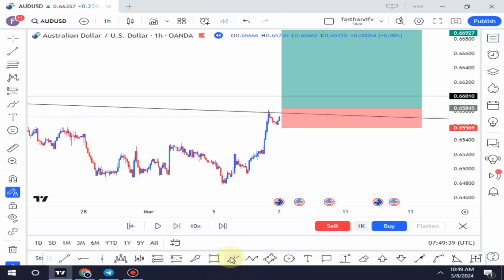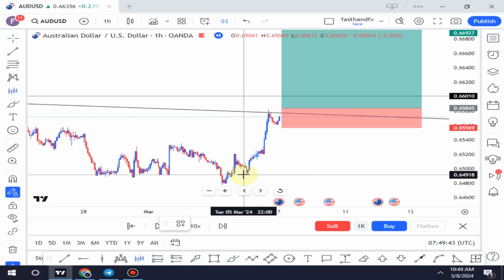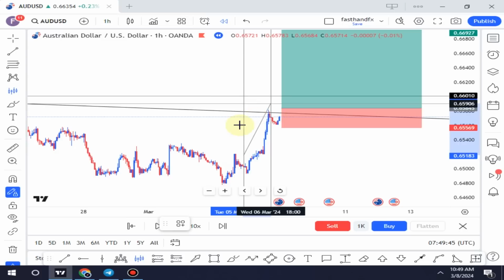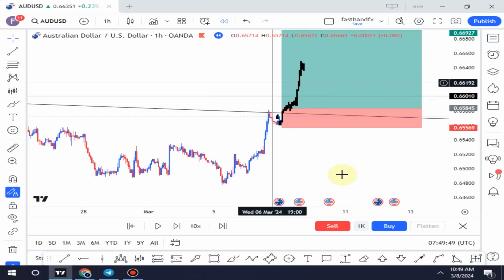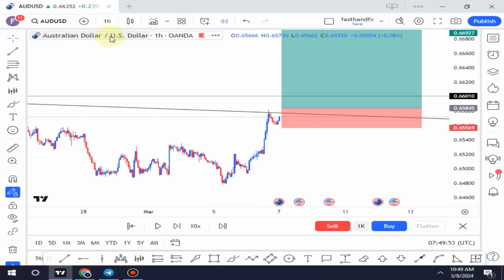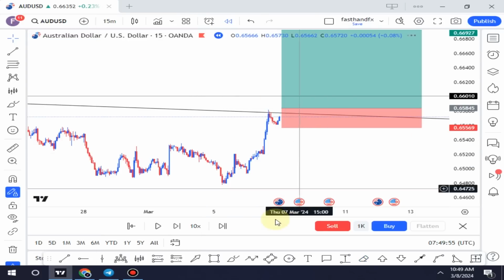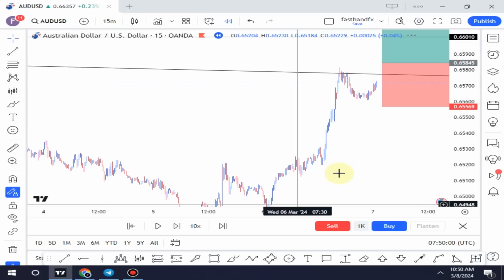So look at this. If I take out this level, maybe from this zone right here until this zone, we understand that after a correction we expect the markets to continue moving all the way up. So let me take you to the 15. Now to the 15, this is very clear, guys. This is way too good.